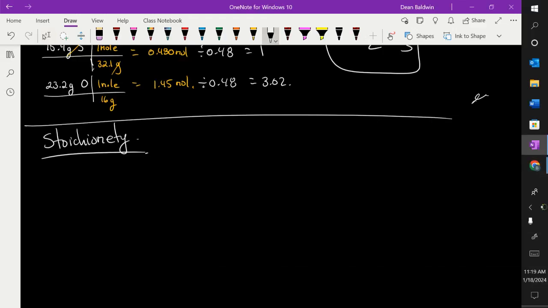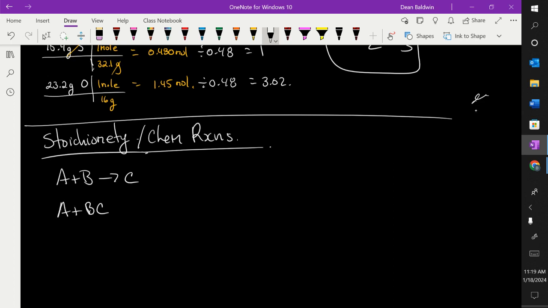Okay, stoichiometry and chemical reactions. So the types of chemical reactions: A plus B goes to C. A plus BC goes to AC plus B. AB plus CD goes to AD plus BC.